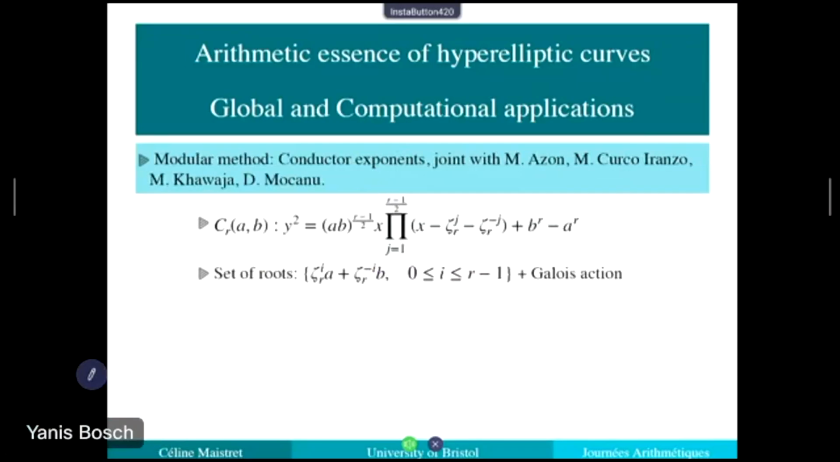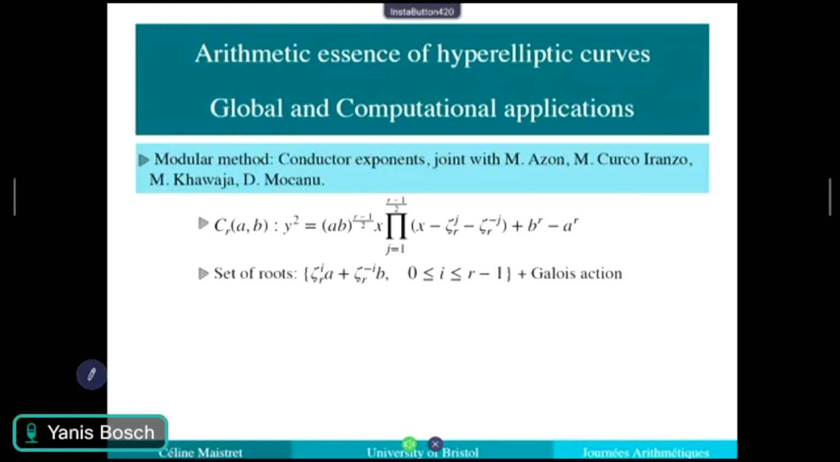In this particular application, what we use here is the explicit nature of the cluster picture machinery. So, for the modular method, one key step is to understand the conductor exponent of the Jacobians of the curves.